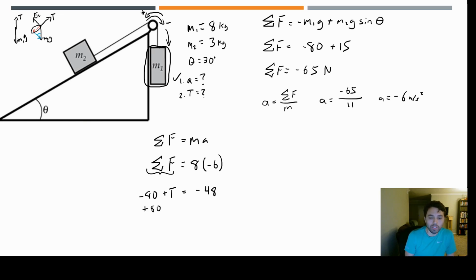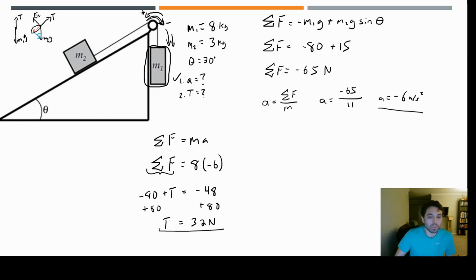So let's add 80 to both sides. And we're going to get tension force equals 32 newtons. And again, does that make sense? It should be less than the weight of M1 because the net force is down this way. But it should be more than that red component of M2, and that red component of M2 was 15. So yep, we're good. It's less than 80, but more than 15, so it makes sense. So there we go. Tension of the rope is 32. And the acceleration of the system was negative 6 because it's going around the pulley this way.